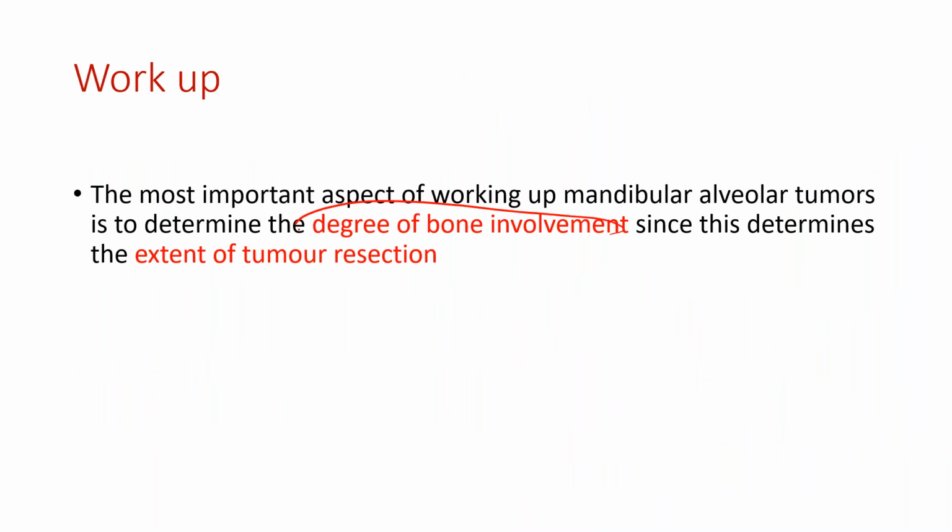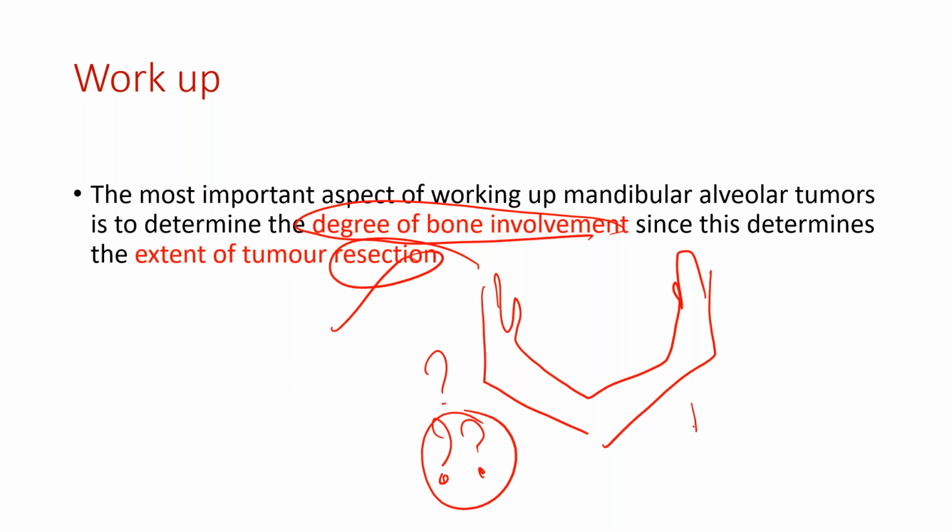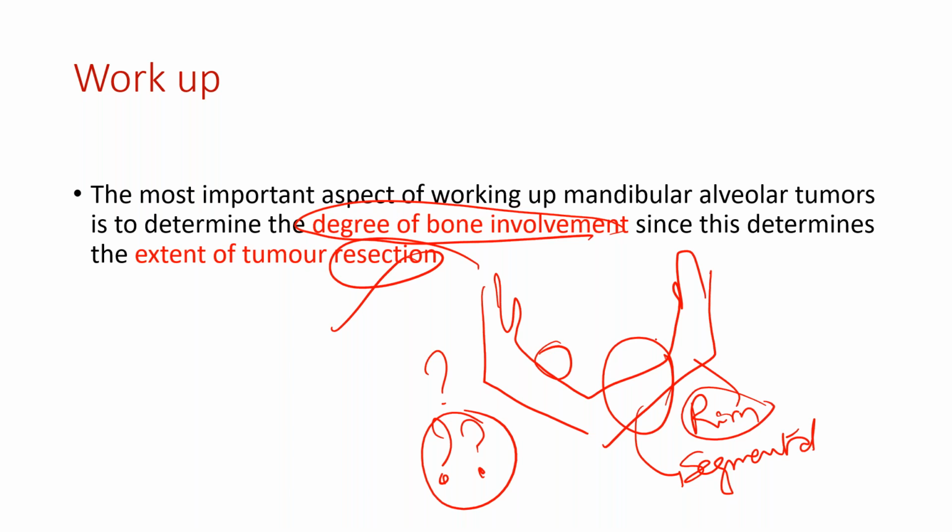So when mandibular tumors are there, the degree of bone involvement is very important: how much bone is involved and what is the extent of tumor resection, whether bone has to be removed or not. Two types of bone removal are there, rim mandibulectomy and segmental mandibulectomy. When you are removing a segment, it is called a segmental mandibulectomy, and when you are removing a rim of tissue, it is called a rim mandibulectomy. This is only a smaller rim, like a cycle rim, a small part of this removed. That is called a rim mandibulectomy.